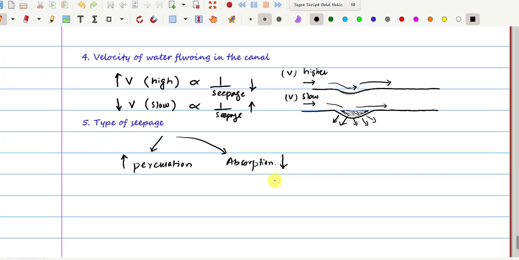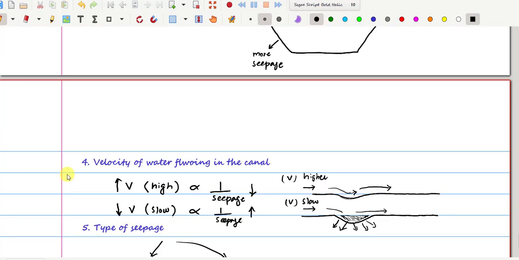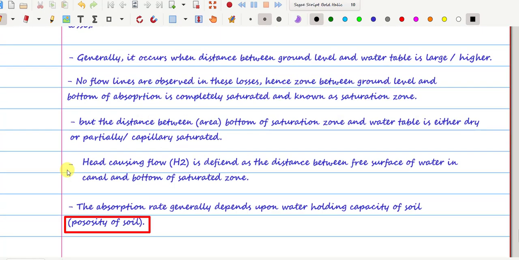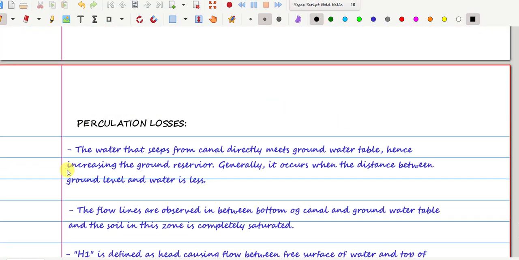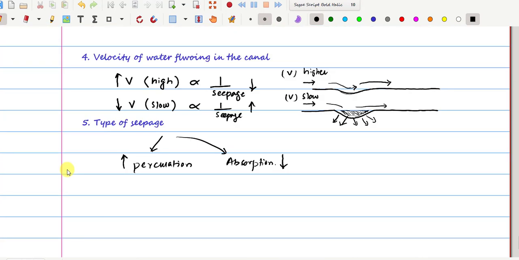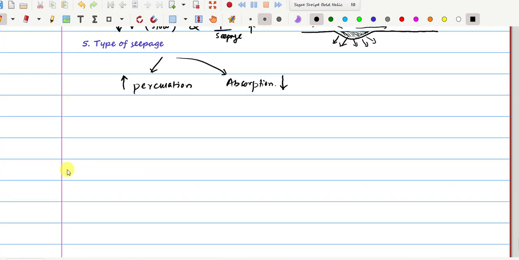So that's it. We are done with the types of water losses in an irrigation canal, and we have also discussed the factors affecting those losses, evaporation and seepage. Got it? So soon we are starting our designing phase. In the first phase, we will start with Kennedy's theory for canal design.